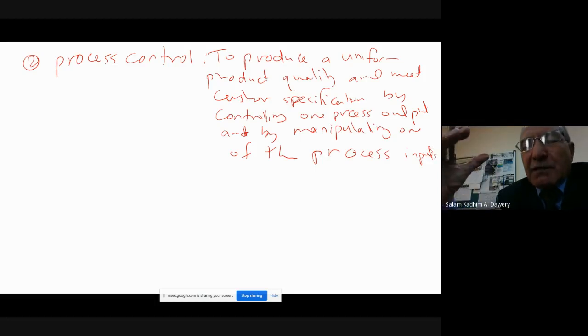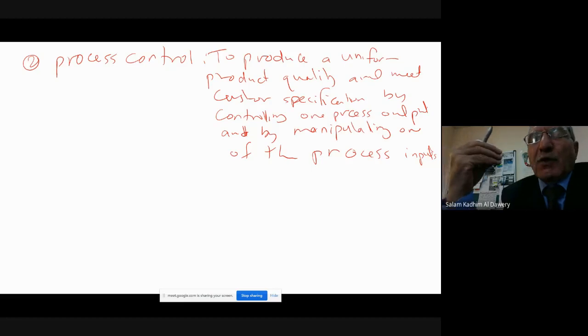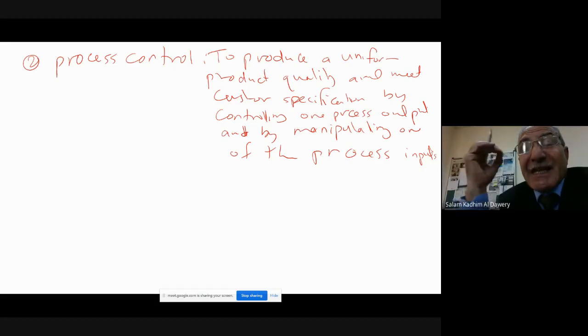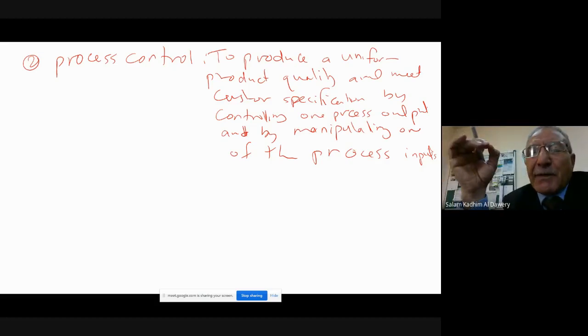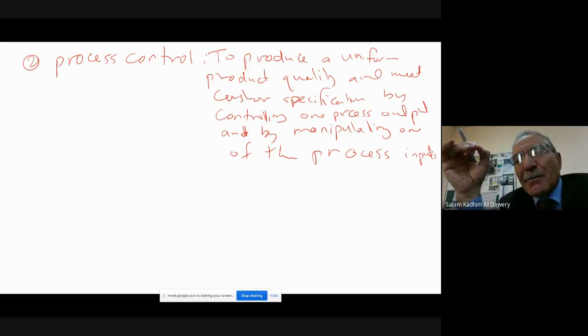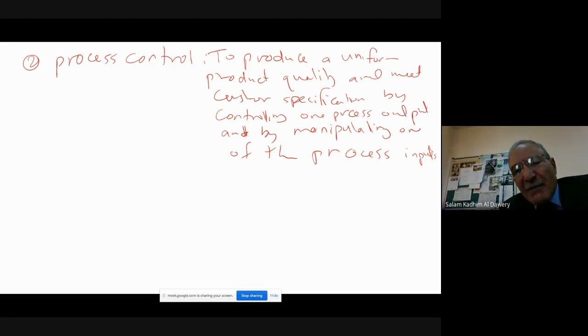So what it means is you choose what you would like to control, what variable: temperature, concentration, levels, or all of them. But each particular variable must be manipulated by another process input. So what's the input to the process? You choose one of the inputs, so you measure the output variable and manipulate one of the inputs to this process, one of the feeds.